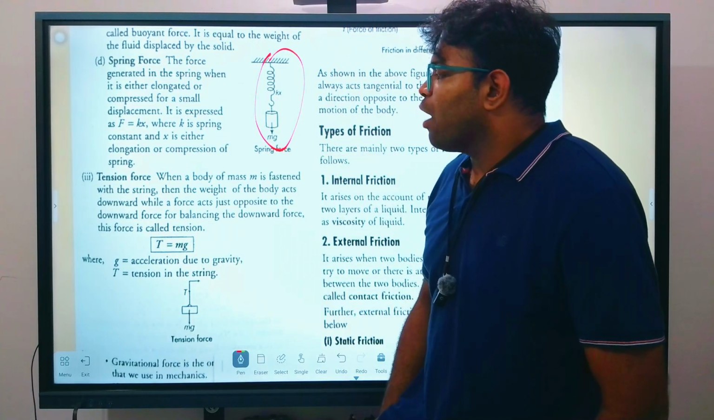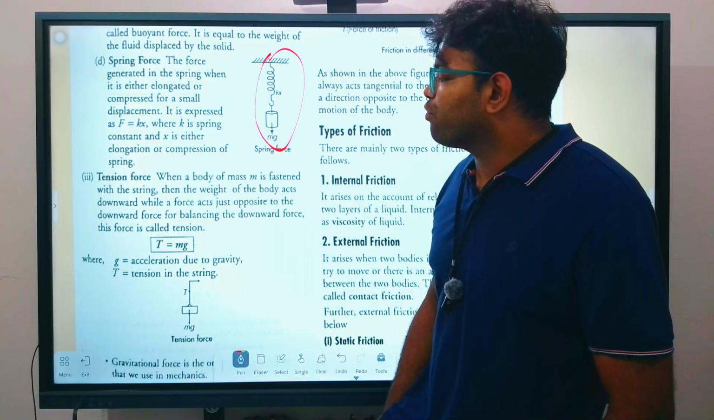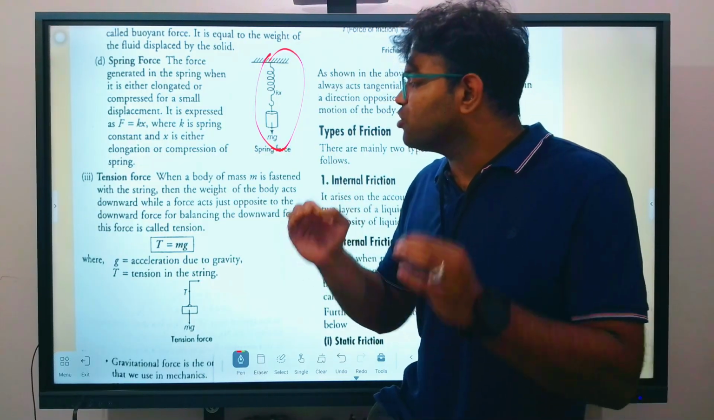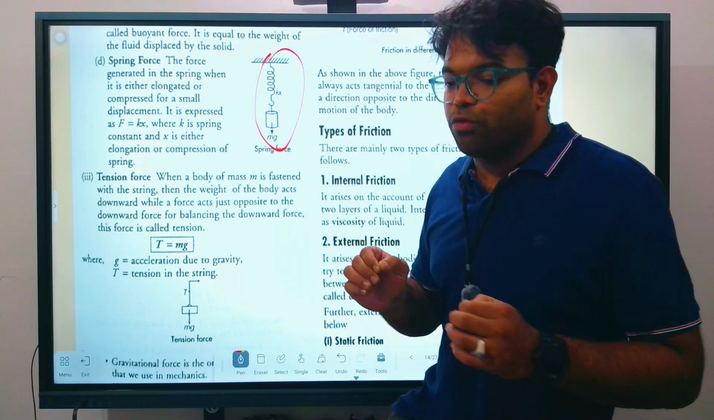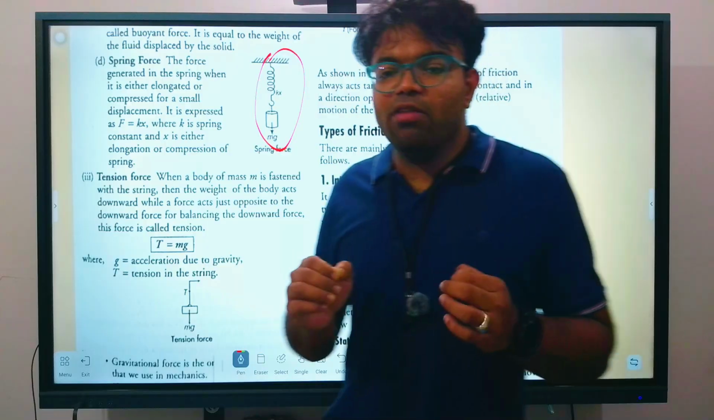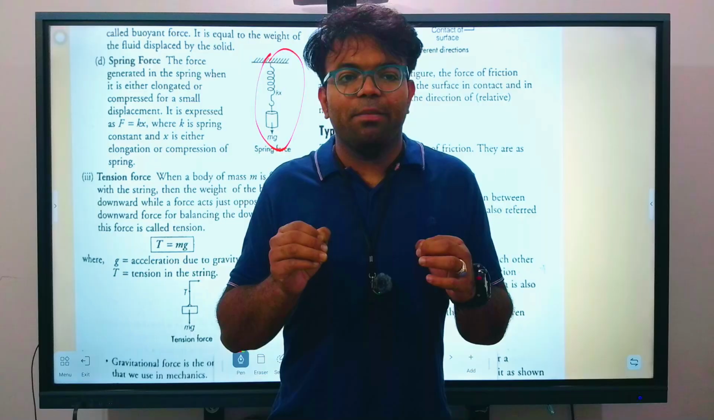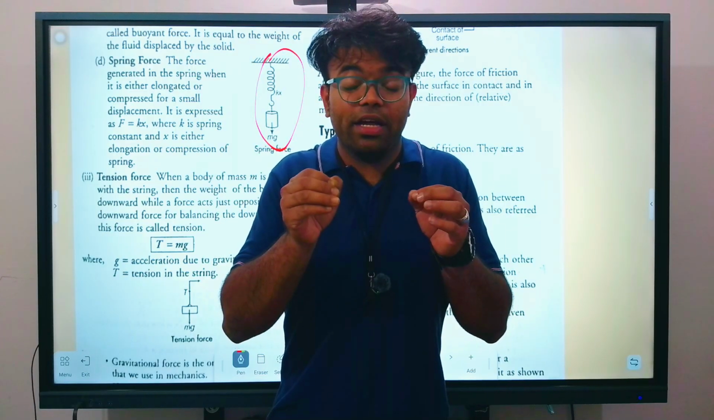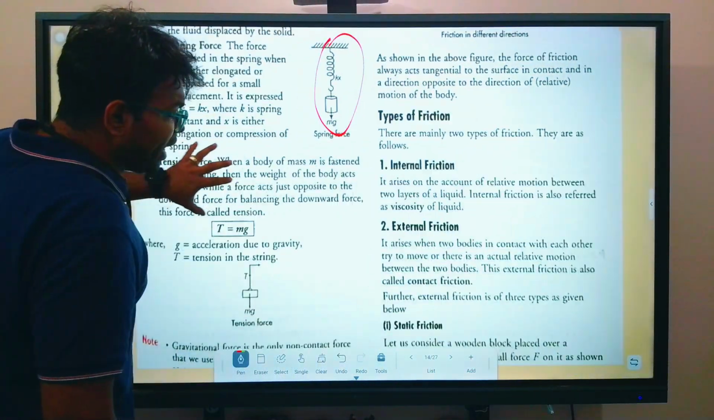Now, tension. When a body of mass m is fastened with a string, then the weight of the body acts downwards while a force acts just opposite to the downward force for balancing it. So in simple words, we can say that tension is the force that is produced in a string to which a weight is applied.